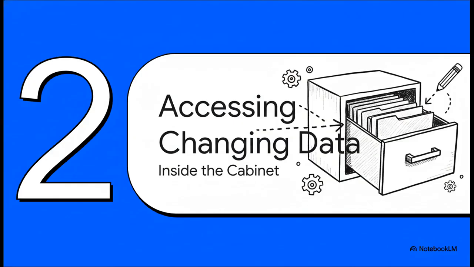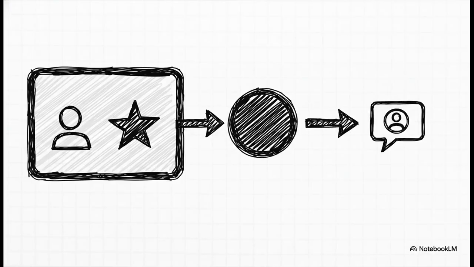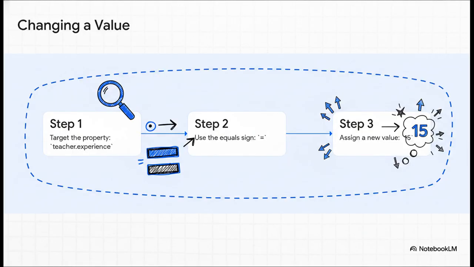Okay, so we've put our data into the filing cabinet. That's great. But how do we open the drawer back up to read what's inside, or maybe even change it? Let's take a look. Getting data out is super easy. Use something called dot notation. You just type the name of the object, then a dot, then the key you're interested in. So teacher.name gets us the value Zishan. It's that simple.